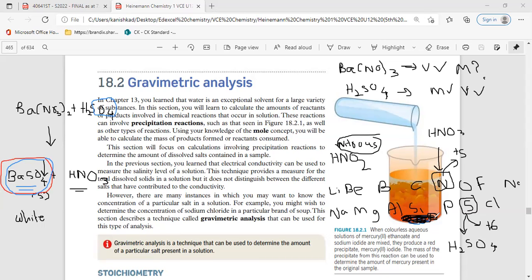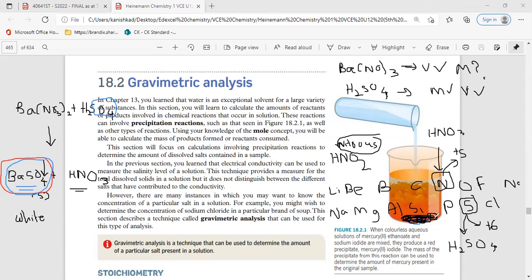and separate the precipitate, the solid mass. After that, we should assure that all the barium nitrate has reacted with sulfuric acid. So we add, we don't know exactly the moles or anything, but we add excess sulfuric acid. So we can assure that all the barium nitrate is reacted.